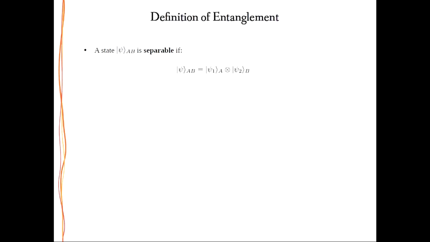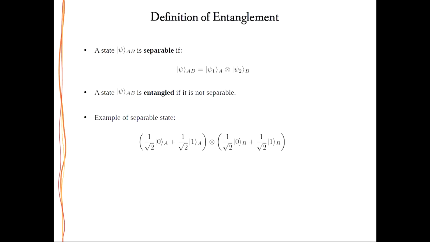So now let's get into the mathematical definition of entanglement. We say that a state psi is separable, not entangled, if you can write it as the tensor product of two states. And we say that it is entangled if you cannot write it that way. For example, if you look at this state, this is a separable state.